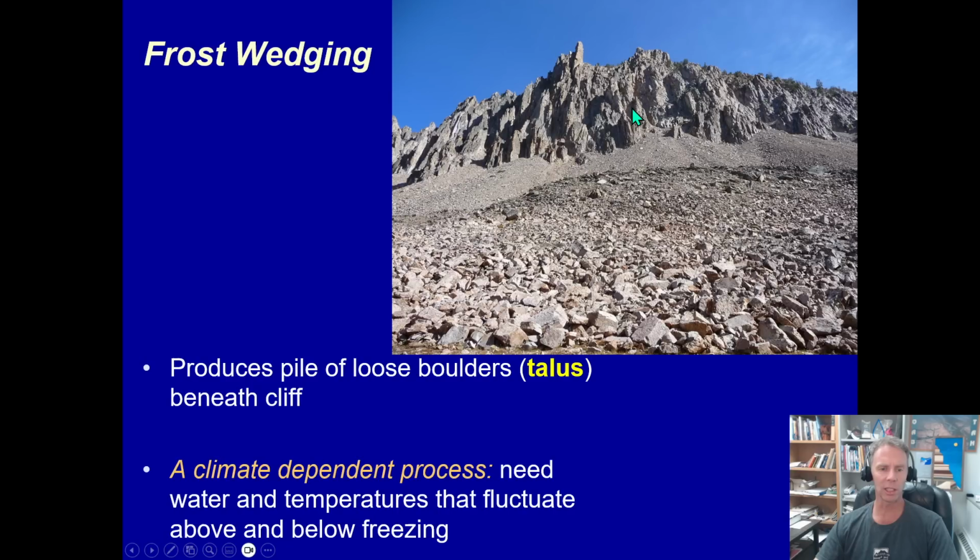Okay, so frost wedging, you again tend to see it in mountainous regions, in the mid latitudes. Of course, at high latitudes it can be all the way down to the coastline, sea level. This might be something you might see. So as the frost wedging is taking place in the rocks up above, that dislodges these rocks. They eventually succumb to gravity, fall down the slope, and this pile of angular loose boulders that you often see on a slope is sometimes called talus. And so frost wedging is a climate dependent process. You need obviously water, but you also need these temperatures dipping below freezing and then rising above freezing as much as possible.